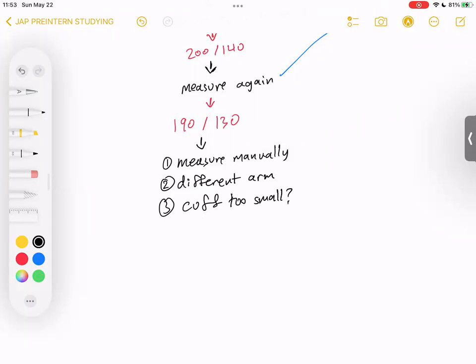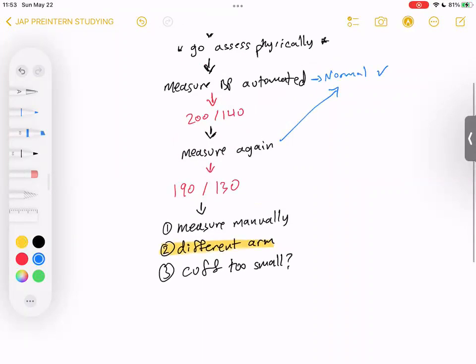So these are the things you think about. Is the cuff too small? Maybe I'll look at the different arm. I'll use this different arm with caution, right? Why? Because if it's different than the other arm, like let's say you measured it on the right, it was higher on the right than the left, or higher on the left than the right. What are you thinking about? Dissection. Right, you're thinking about dissections. So yes, always think of that, but really these things are what you're going to do, okay?